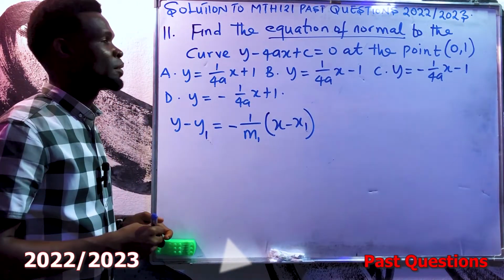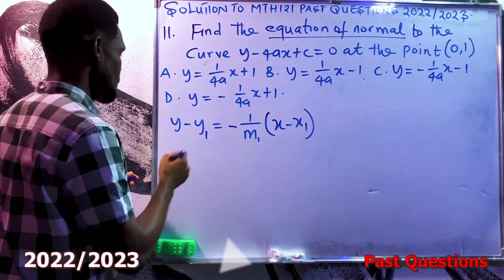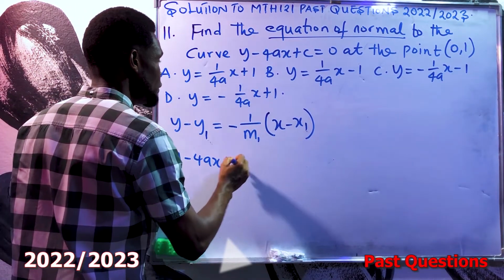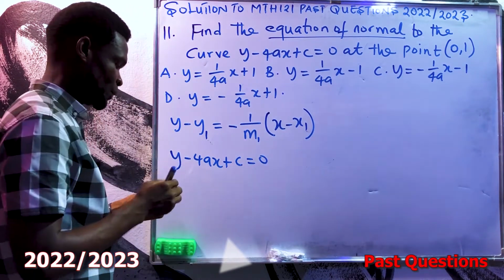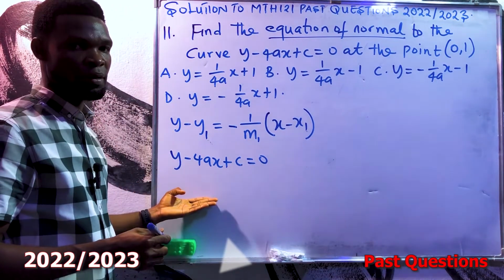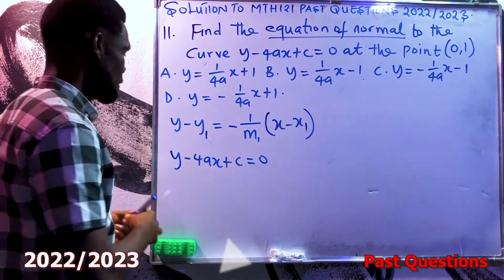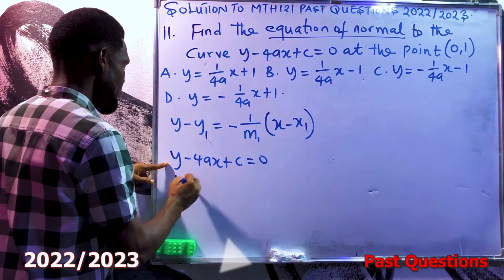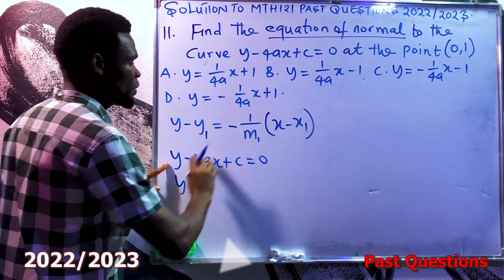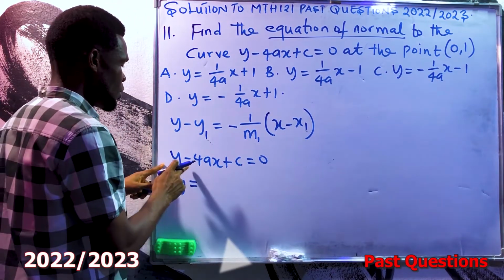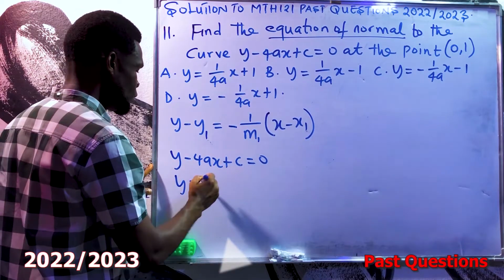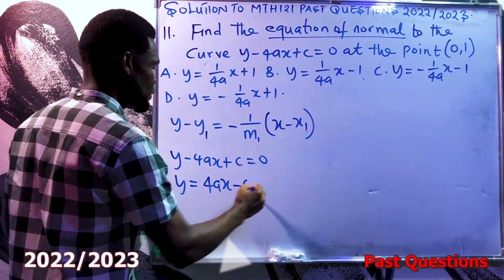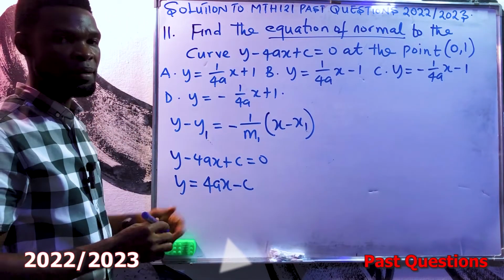The first thing is to pick the curve given, y minus 4ax plus c equals 0. You want to differentiate this, so I'll write it in terms of y. That is to say, y equals, I'll move every other thing to the right-hand side: minus 4ax becomes plus 4ax, and plus c becomes minus c. Then from here, I can differentiate.